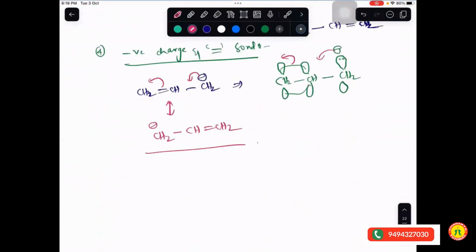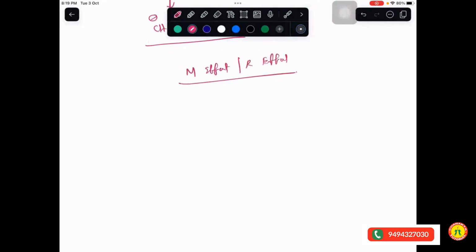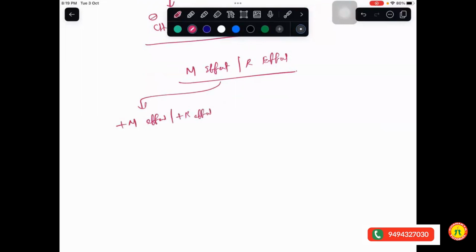Next one, types of M effect, the mesomeric effect. See here, M effect, mesomeric effect or R effect, both are the same. Generally, we will see the resonance effect on benzene. Mesomeric effect is nothing different, you can take both as the same, right? In that there are two types. One is the plus M effect or plus R effect. The next one is the minus M effect or minus R effect. Both are the same only.